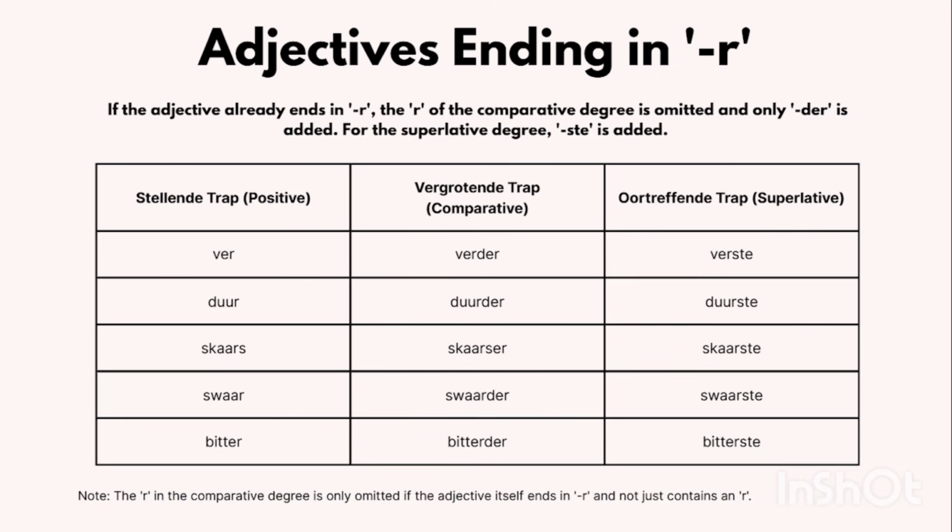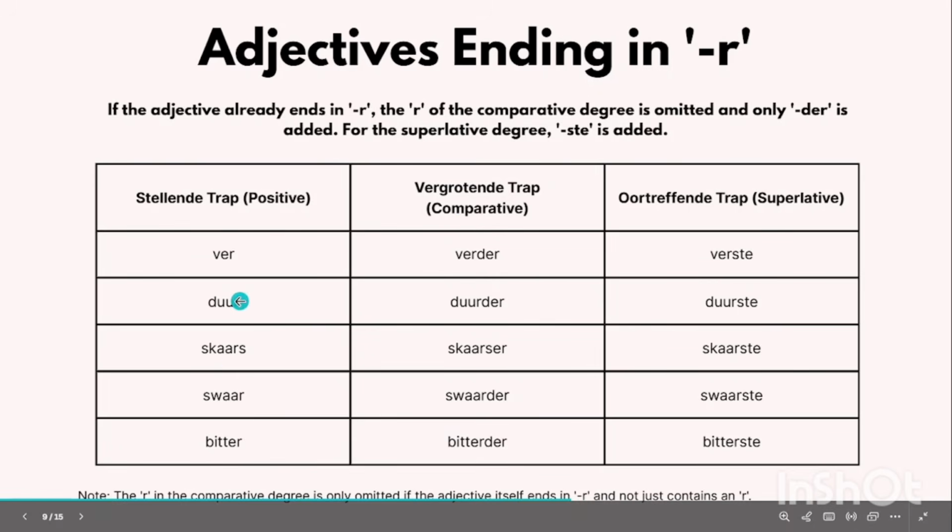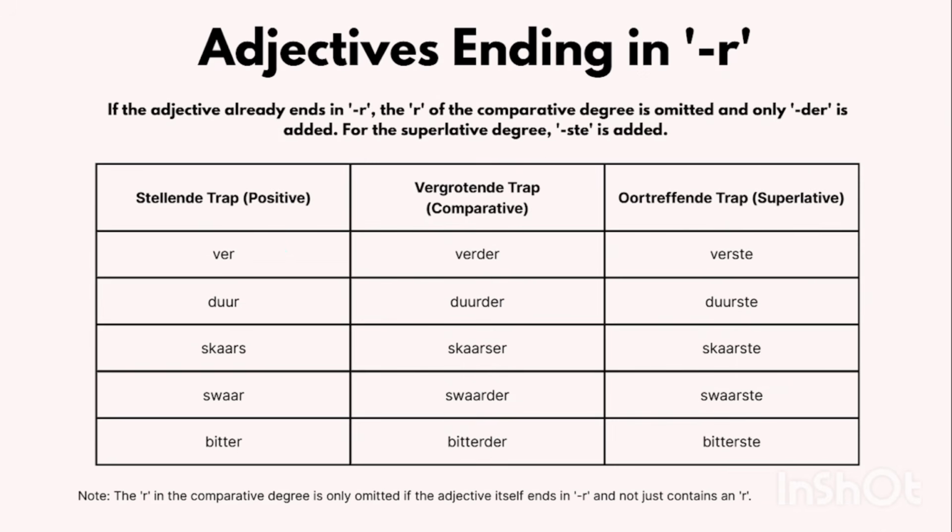All right, now adjectives that end on an R. I feel like this one's case by case, but let's just see how far we get. So ver, meaning far, verder. They get DER in the vergrootende trap and then STE in the oortreffende trap. These are in their own row. You'll see with the ones with the double A's that it doesn't apply to them, only to the ones in this category. Okay, so dier, because it ends on an R, has to take on this exception.